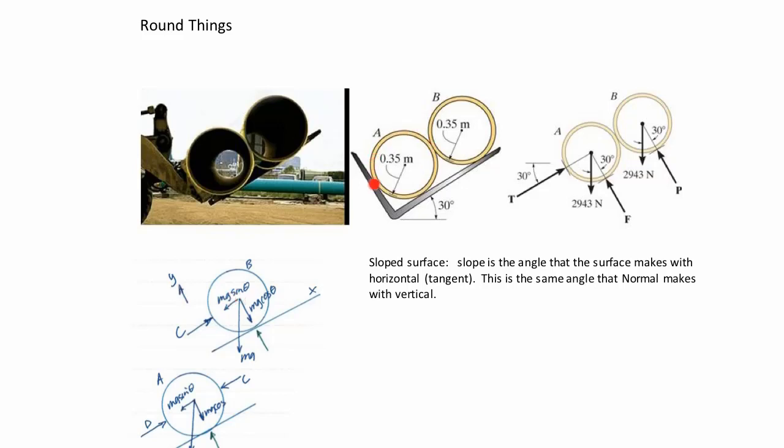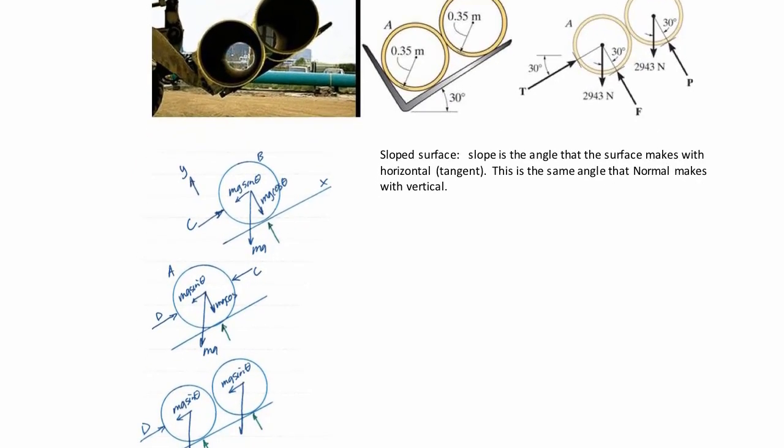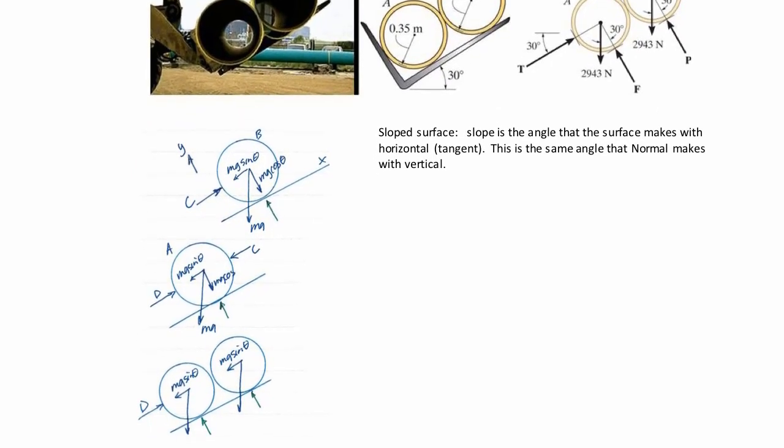If I were to draw the free body diagram of the one below, it's going to have a similar configuration. It's going to have a weight, an mg sine theta, an mg cosine theta, a contact force here at D. It's got a normal force, but it also has this force here, equal and opposite. In other words, if it's pushing up on this one, it has to be pushing back.